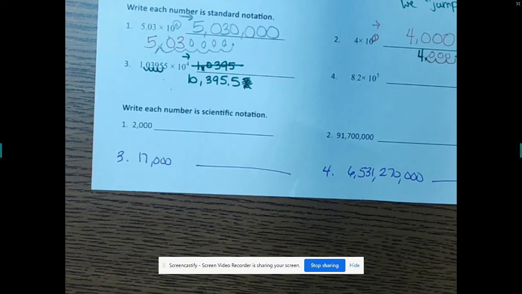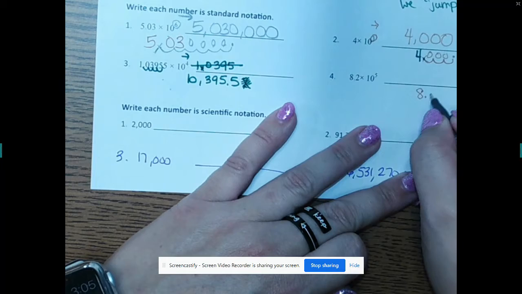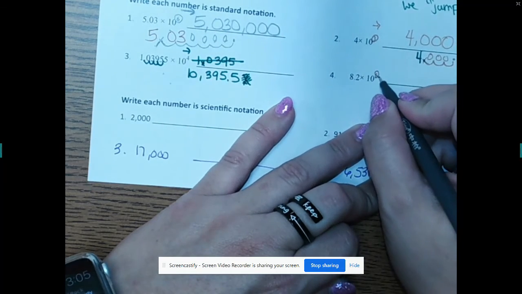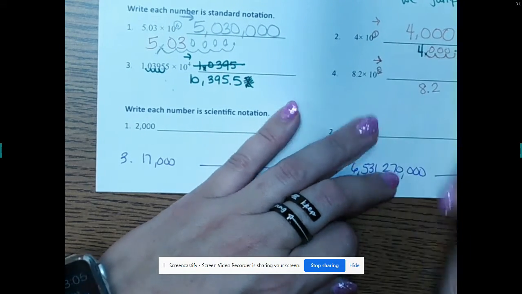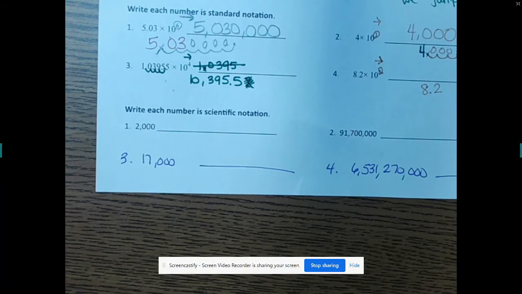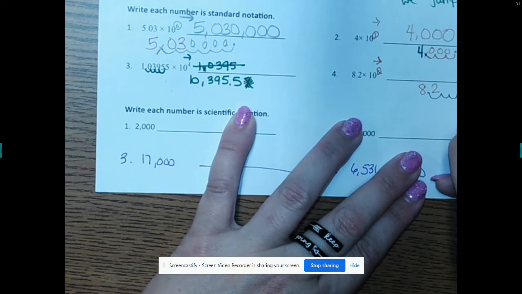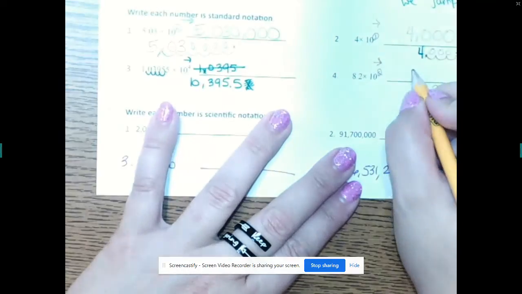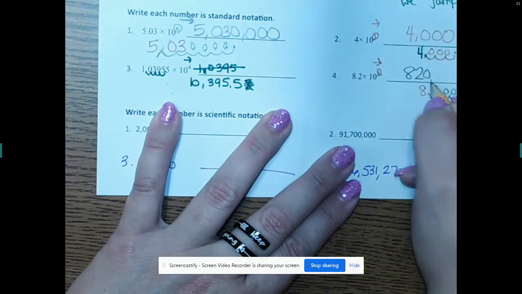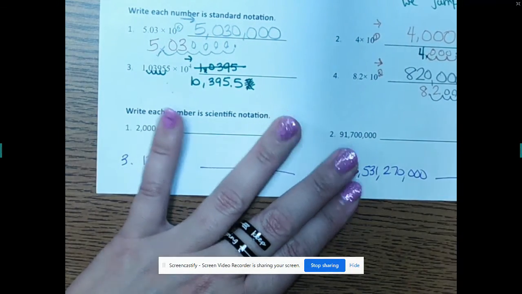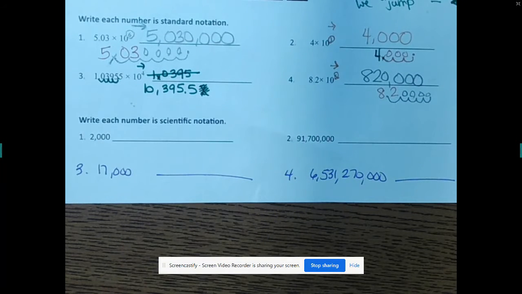Okay, sorry. All right, the next one, 8.2 times 10 to the 5th. Which direction am I going? Why? Because it's positive. 1, 2, 3, 4, 5. How many zeros? 1, 2, 3, 4. So it's 820,000. Pretty easy, right? Just moving it.